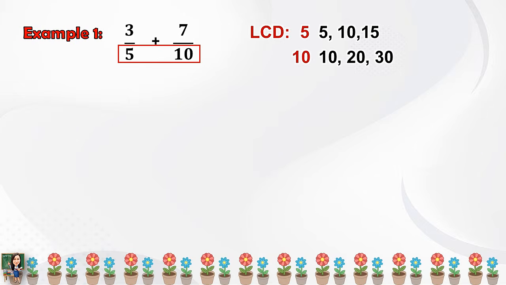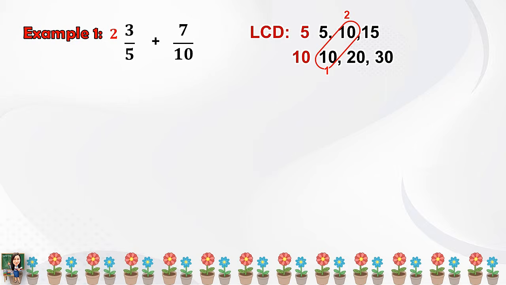Now look at the LCD of 5 and 10. The least common denominator of 5 and 10 is 10. For denominator 5, 10 is the second multiple of 5. And for denominator 10, 10 is the first multiple of 10. Now multiply 2, which is the second multiple of 5, by the numerator of the first fraction. 2 times 3 equals 6. Then copy the common denominator, which is 10.